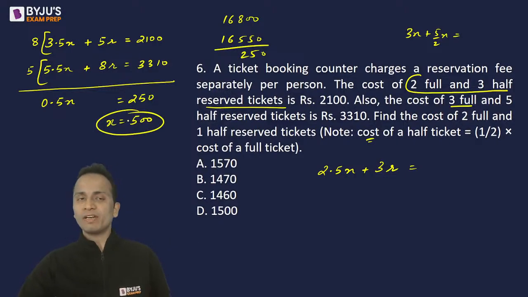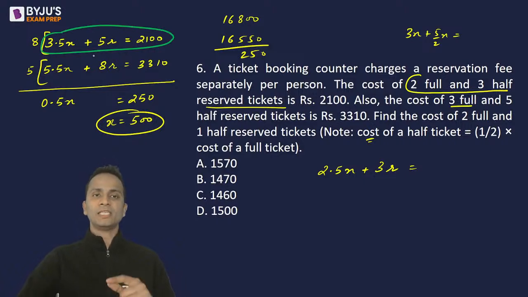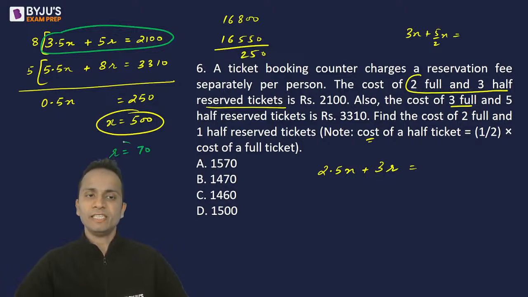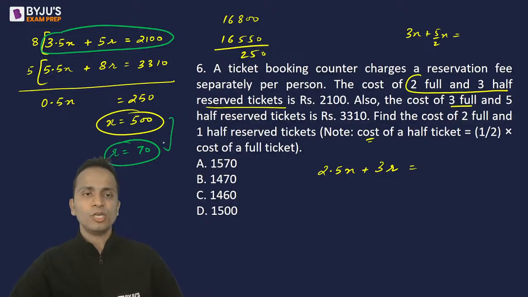So x का value 500 आ गया, right? Now substitute the value of x in any of these equations. किसी भी एक equation में x का value substitute कर दो, and you will get the value of r. ठीक है? So x is 500, 1750, 2100 minus 350. So r is equal to 350 upon 5, that is 70. Substitution करना है, simplify करना है, and you will get these values.